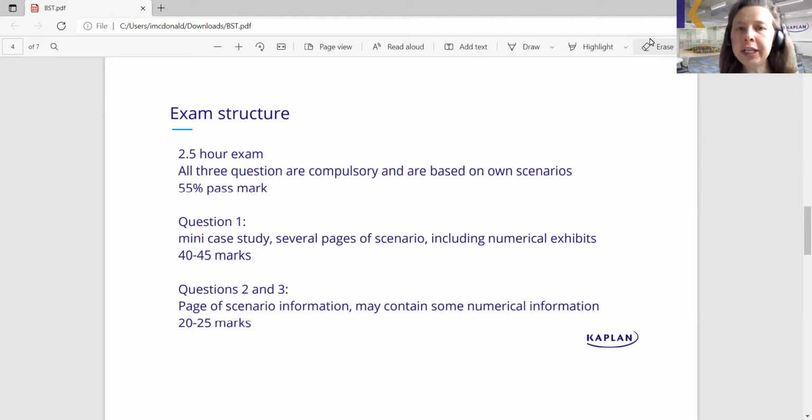But if we look at the details of those questions, question 1 is often referred to as a mini case study because of its length. You're likely to have several pages of information, maybe 2 to 2.5 pages of text plus several numerical exhibits, a few more pages there, and it is awarded 40 to 45 marks. Questions 2 and 3 are shorter, so each of them will have its own page of scenario, and again, expect some numbers in those questions as well. Questions 2 and 3 will be awarded about 20 to 25 marks.